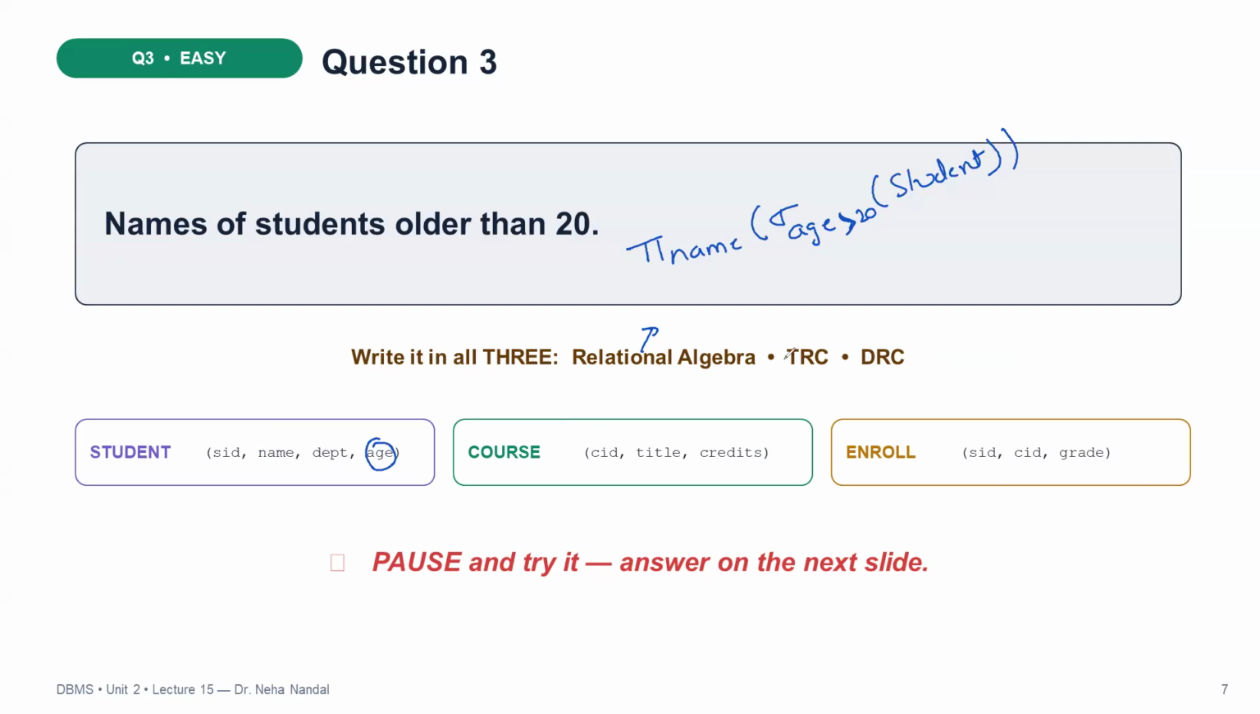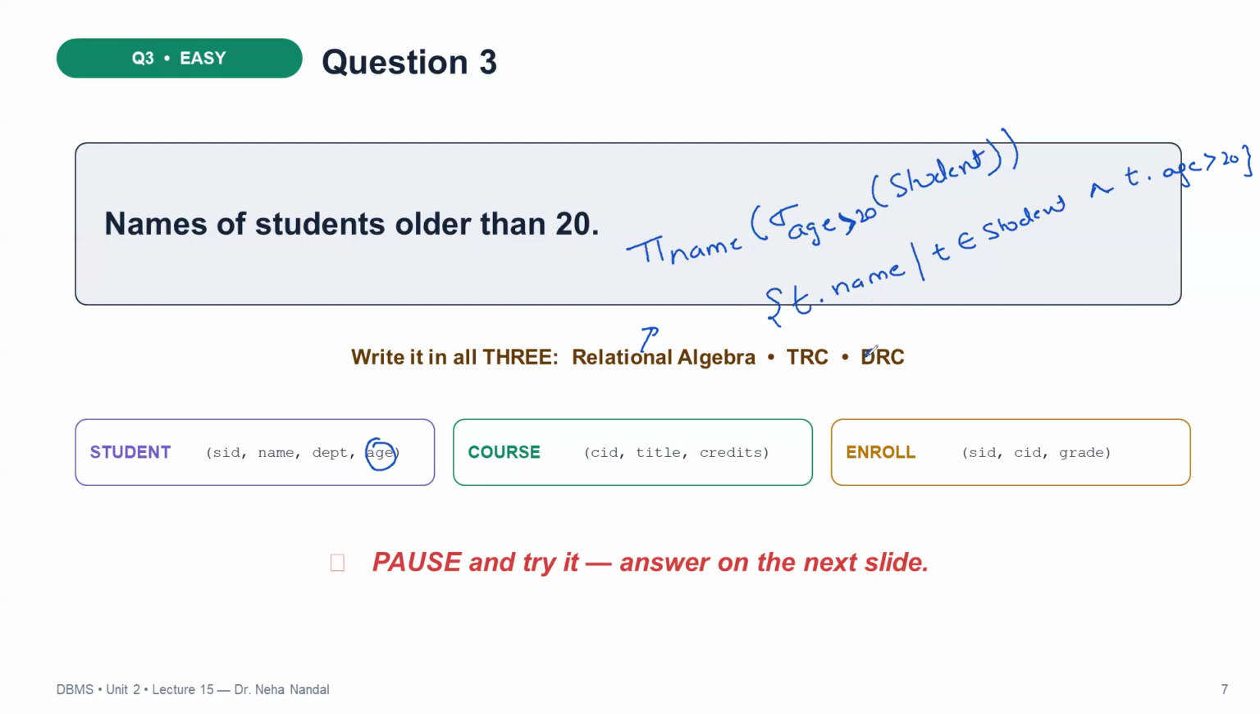Correct. Now, what you have to do? Now, the next one. You just have to append one condition in TRC, like in the last one, that age is greater than 20. So you'll write it in the same way: T dot name, and then T belongs to student. And then you will write and T dot age should be greater than 20. So that is your answer. I hope you got it.